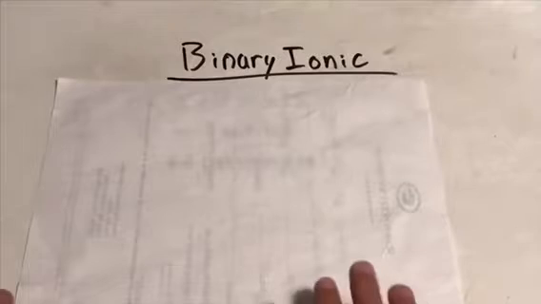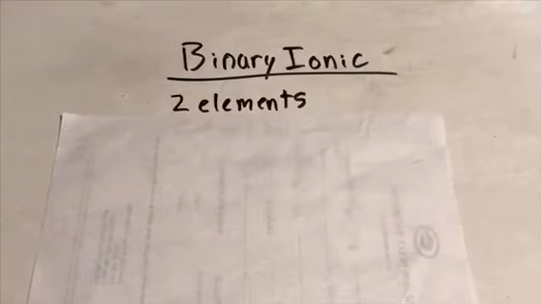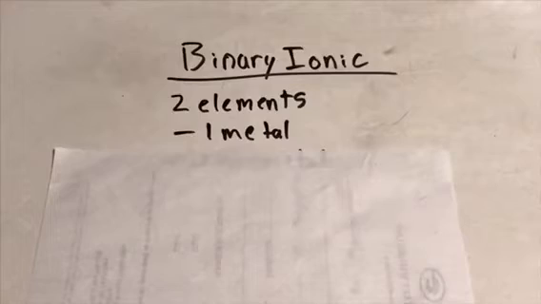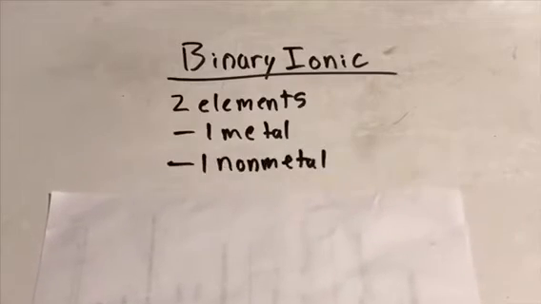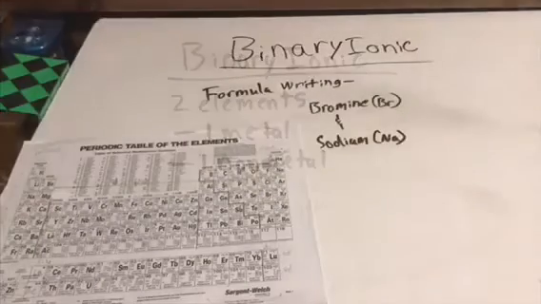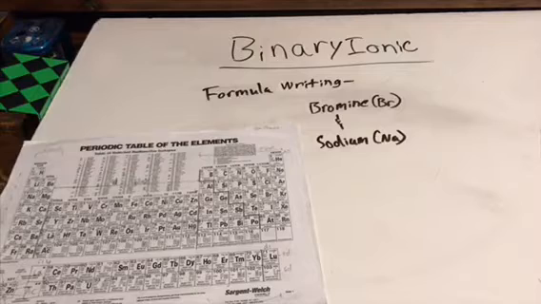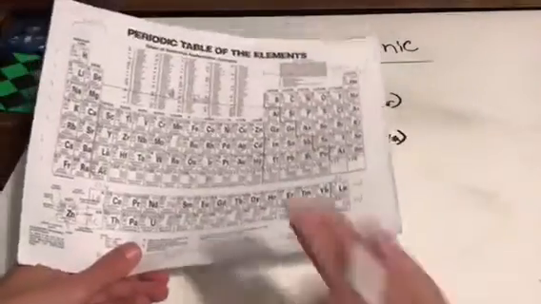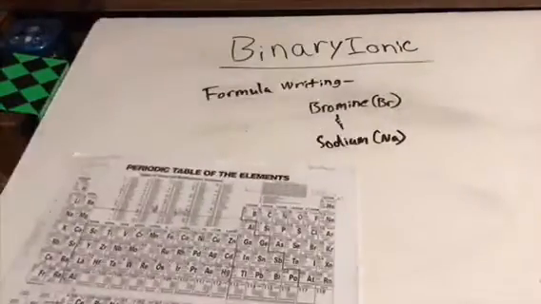Alright, so our next subtopic is binary ionic compounds. So what is a binary ionic compound? A binary ionic compound is made up of two elements, one of them being a metal and one of them being a nonmetal. Alright, so how do you write the formulas for binary ionic compounds? For this step, it'll be very helpful to have your periodic table handy.